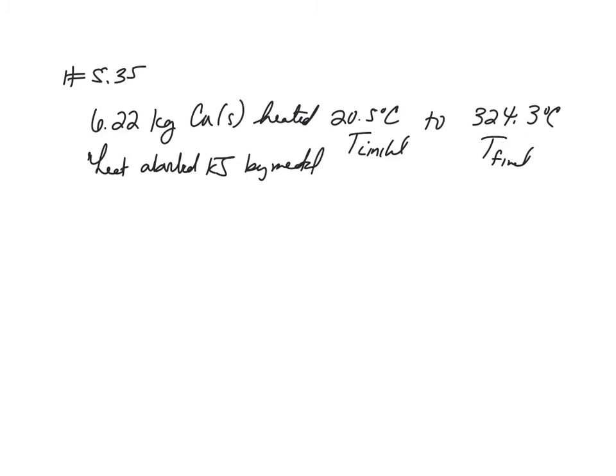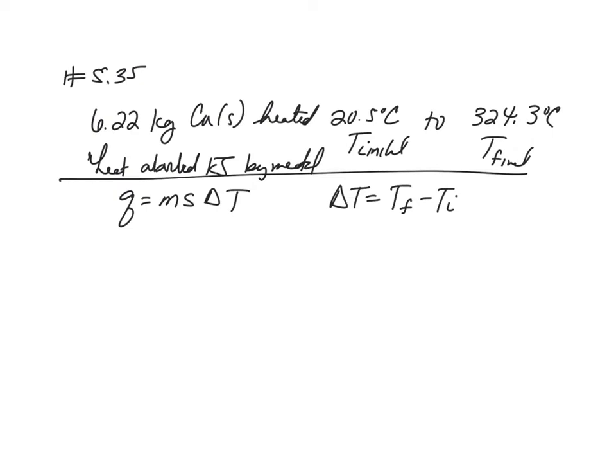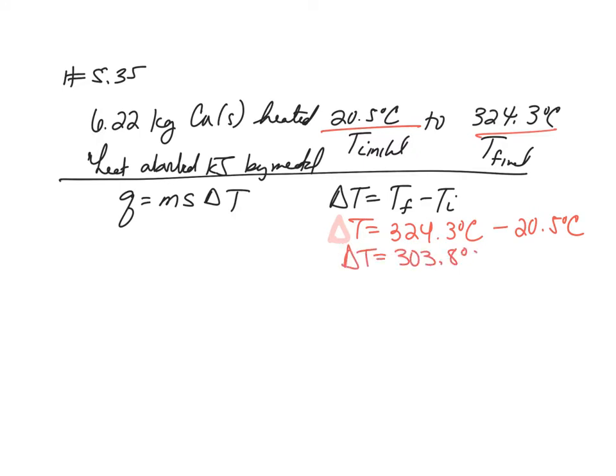And so I need you to be able to recognize that this is the Q equals specific heat, times the mass, times delta T. And your temperature, delta T, is T final minus T initial. I need you to be able to write your equations like this. And then you plug and chug. The delta T here is 324.3 degrees Celsius minus the 20.5 degrees Celsius. So 324.3 minus 20.5, your delta T is 303.8 degrees Celsius.